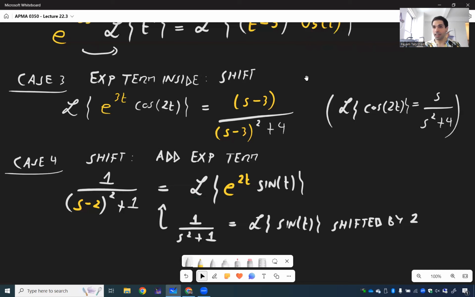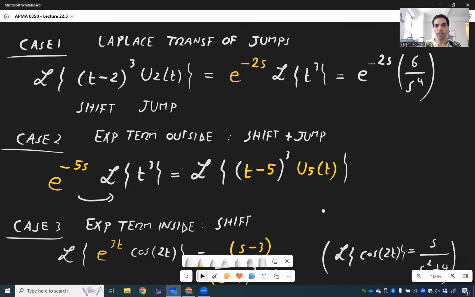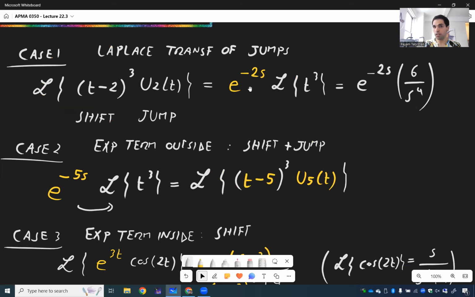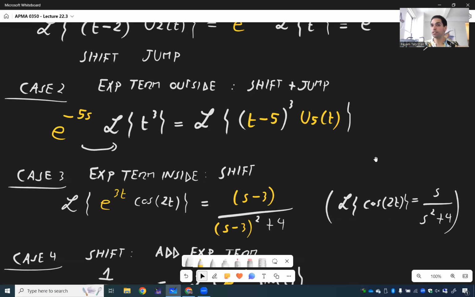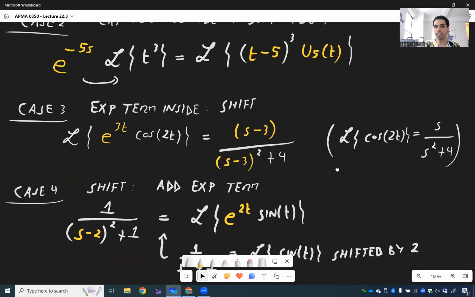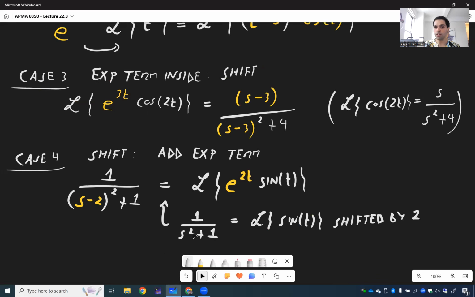So once again, a bit convoluted, but there are 4 cases. Shift and jump, exponential term comes out. Exponential term outside, you shift and jump. Exponential term inside, you shift. And if you see a shifted transform, you add an exponential term depending on how many units you shifted by.